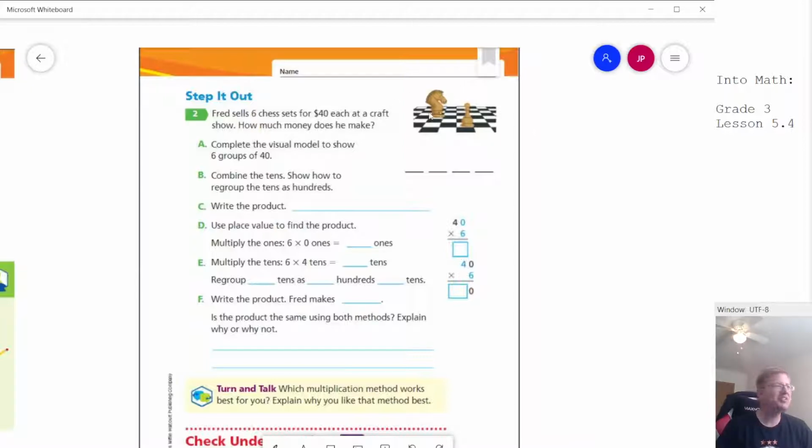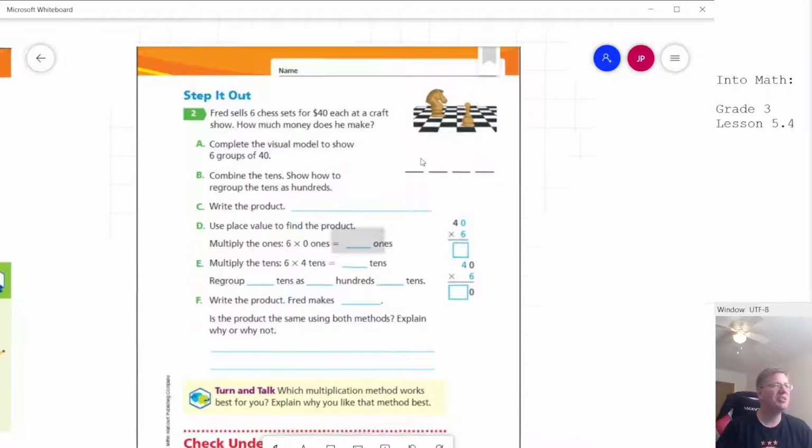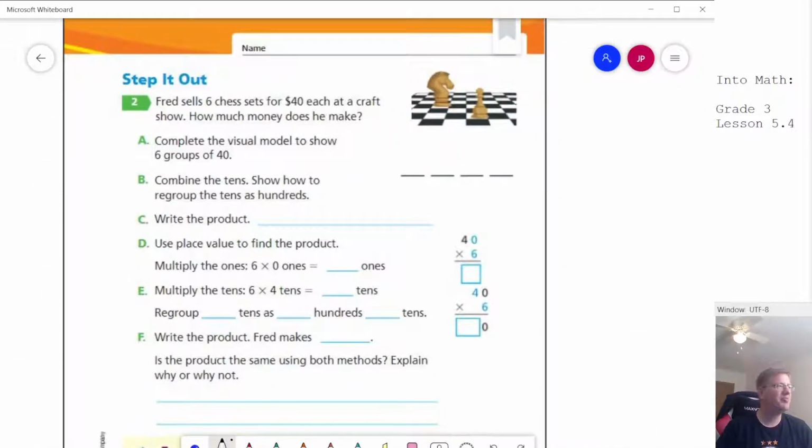I am not going to try to show the picture that goes with this, but we could represent that by 6 groups that each look like this. And then we could circle each group, which is something that we'll continue to do throughout the year. They want us to count the tens, so we would end up getting 24 tens when we're done, and then we would be able to show that as 2 groups of 100 and 4 groups of 10 for a total of 240.